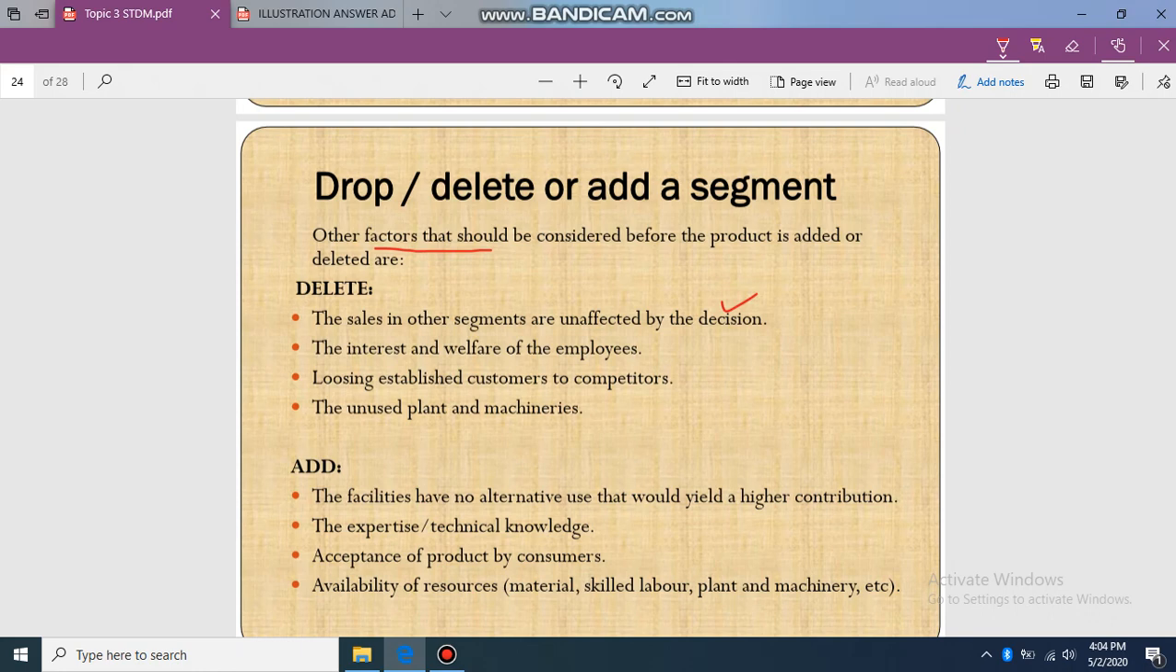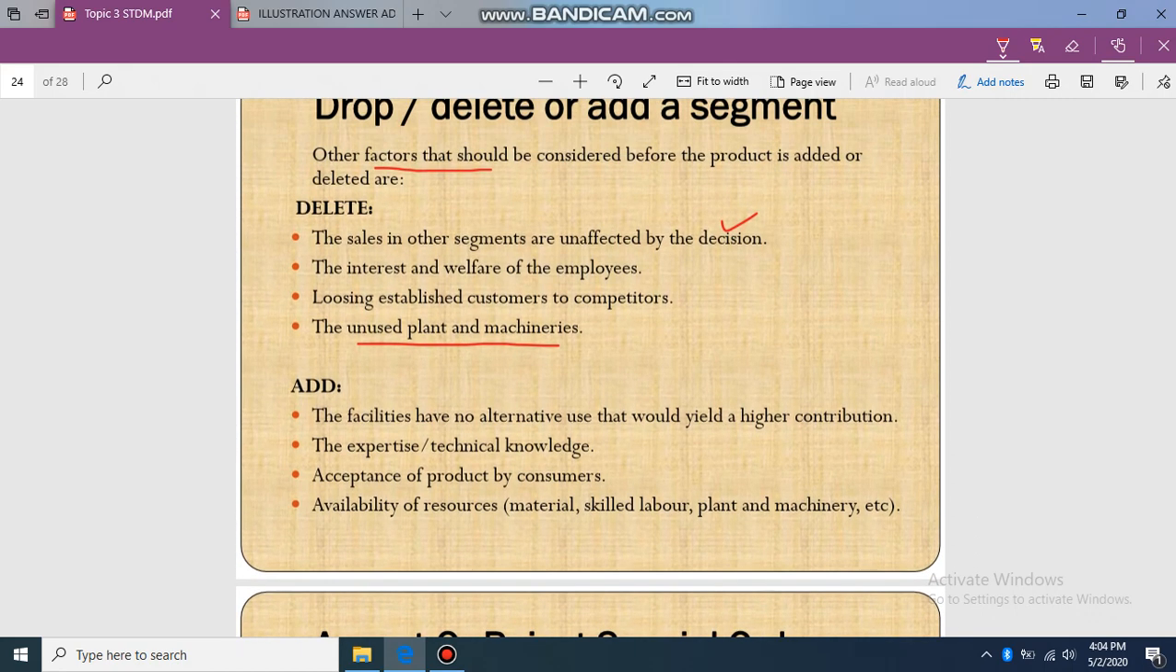If you stop production of one of the products, your customers do not get the product from you, so they have to go to your competitors. And then what happens to the plant and machinery, the unused plant and machinery, since you stop production in the branch? Okay, so these are the things that you have to consider.